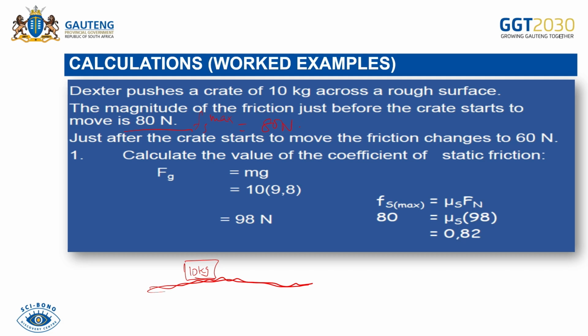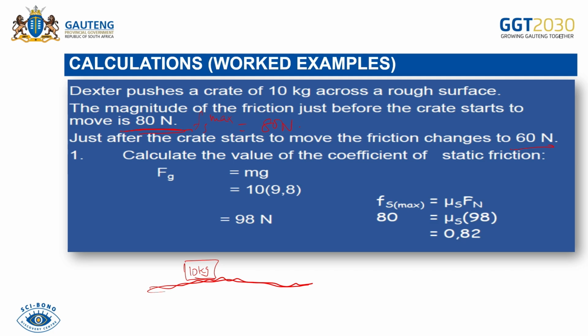Just after the crate starts to move, the frictional force changes to 60 newtons. By now, I hope you understand that your maximum static frictional force will always be greater than your kinetic frictional force. Hence here you see 60, but here you see 80. So the graph that we were looking at talks about this.